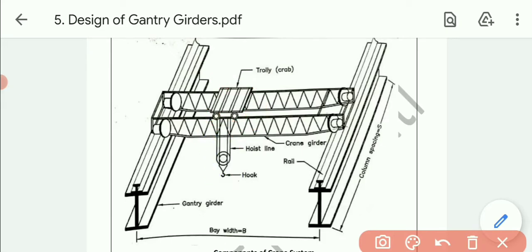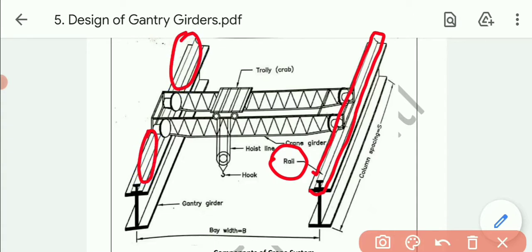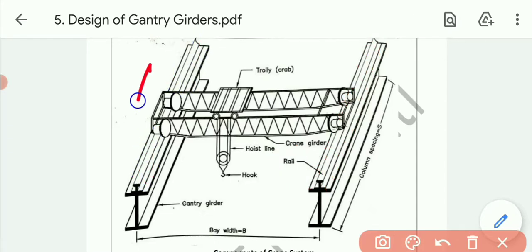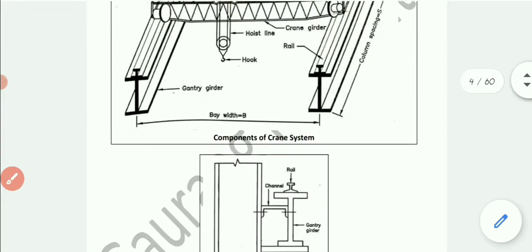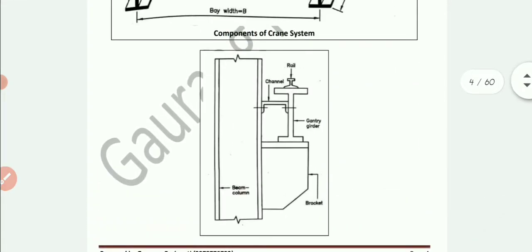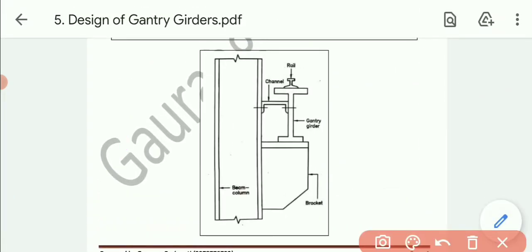The crane girder moves over the gantry girder with the help of this rail section. As you can see, one rail section is there over here, and with the help of the rail the crane girder can move in the transverse direction, in this way or in this way, over the gantry girder. So these are the basic criteria of the content, and in the cross section this one is our gantry girder, and as I told you this one is our rail section.